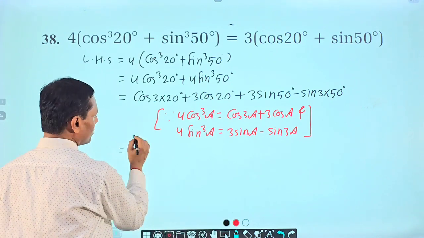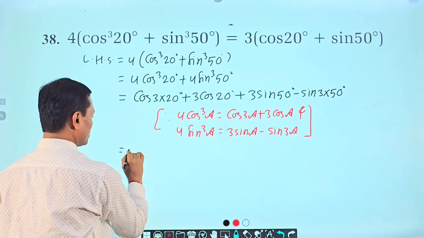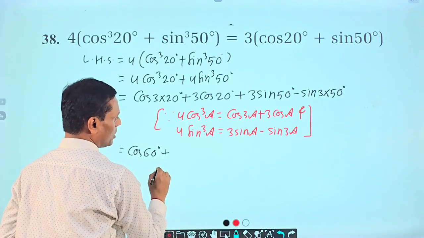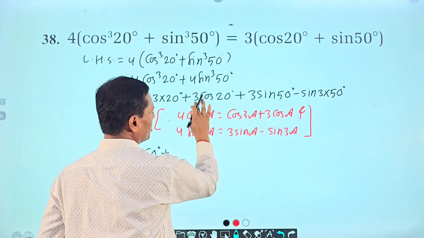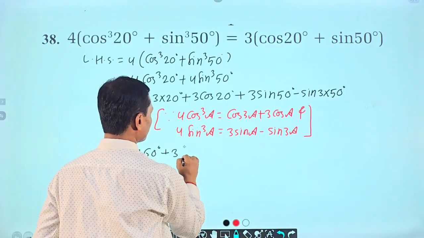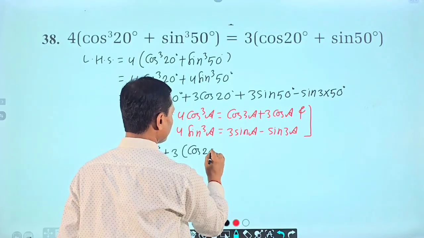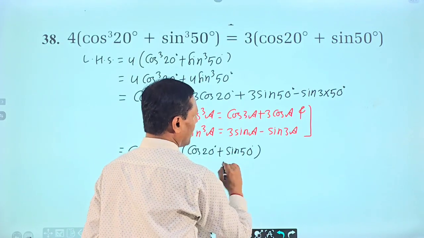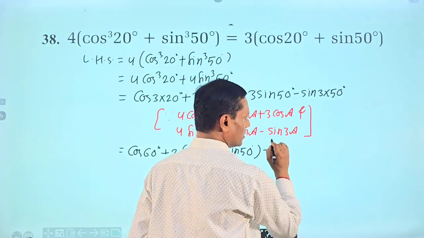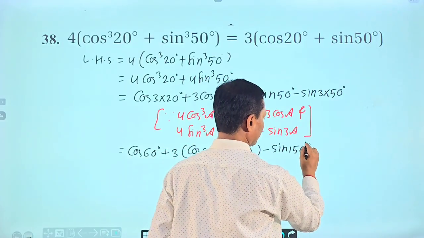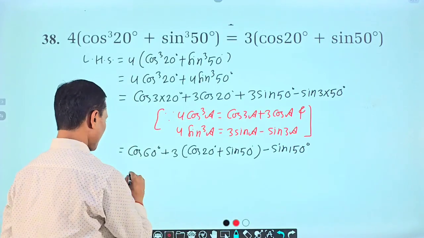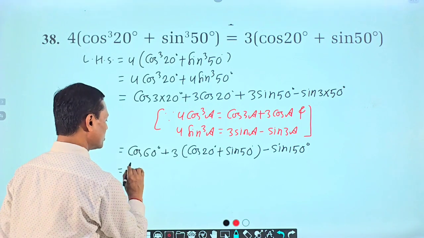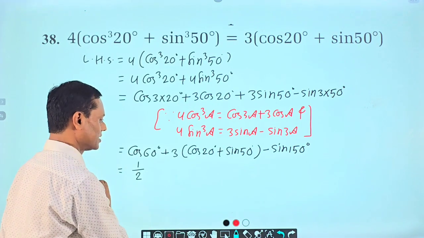Next step we have here cos 3 into 20 degree. So you can write here cos 60 degree, and between these two parts, 3 we are going to take common. So we have cos 20 degree plus sine 50 degree, and minus sine 150 degree, isn't it? Cos 60 degree, what's the value of cos 60 degree? Cos 60 degree equals 1 by 2, isn't it?